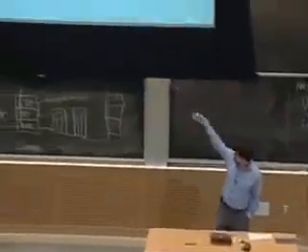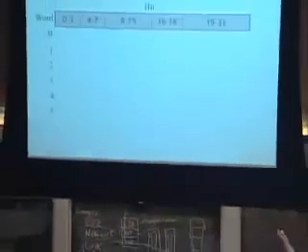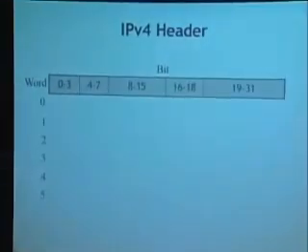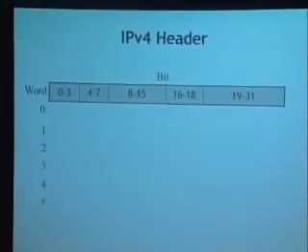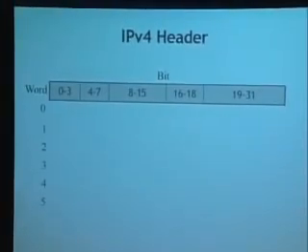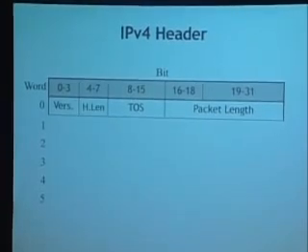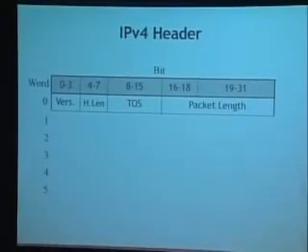What I've shown here down the left side is a sequence of 32-bit words, and then I've broken up the bits by number along the top. The first word has information about the version of the protocol that's running. In this case, the version would be 4 because this is IPv4. There's a new IP protocol that is in the process of being deployed called IPv6, which you'll sometimes see referenced.